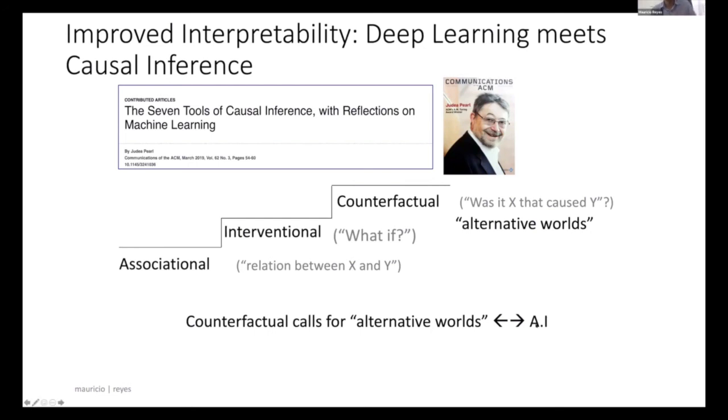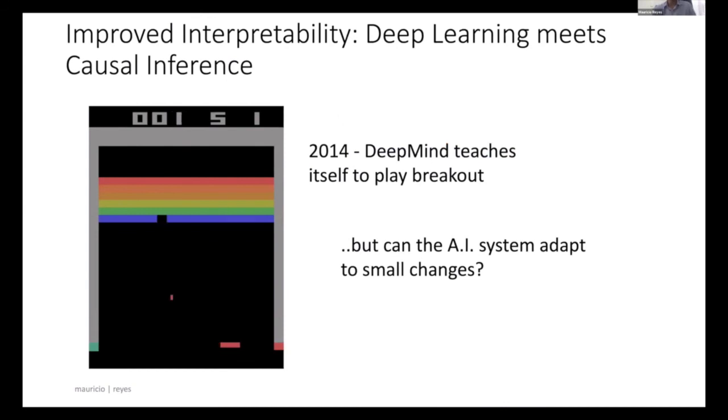Now, for AI, the counterfactual calls for alternative worlds. So today we can simulate data with AI, and the idea is to create counterfactual scenarios that can be used to interpret system performance. Let me show you one example that was shown a few years ago. In 2014, DeepMind showed this amazing result of a system that learned to play Breakout. So everyone was in awe looking at how good the system was. But what happened when the AI system is confronted with changes?